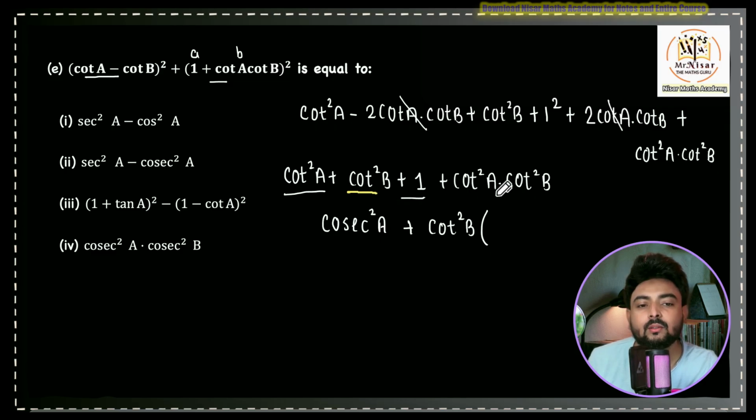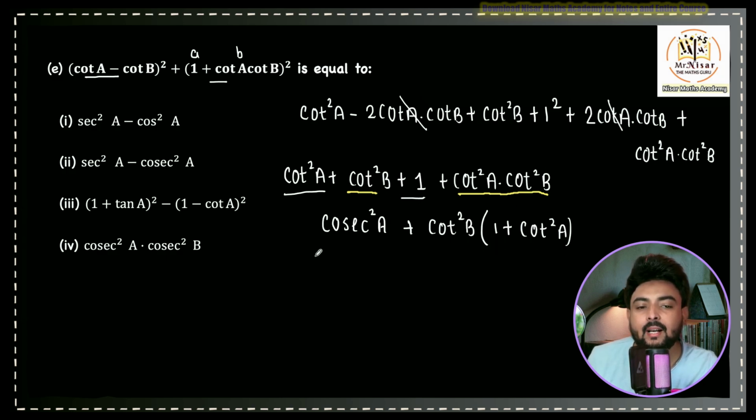Yes, you see this one. I'm just talking about this too. I can take common from this now. What have I taken common? Cot square b I have taken common. So it will be 1 here plus cot square b is outside. So here it will be 1 plus cot square a. Okay, so from these two I have taken cot square b common.